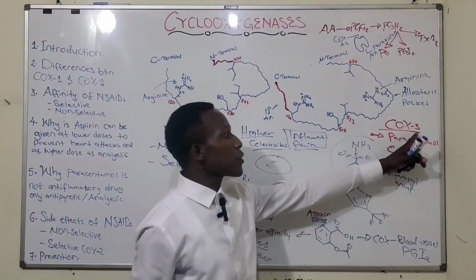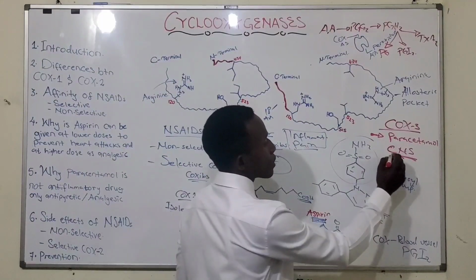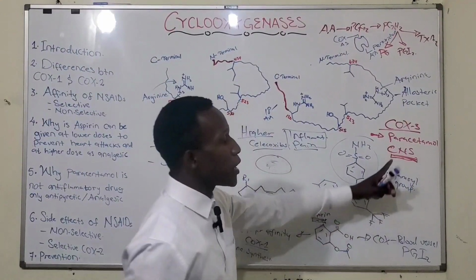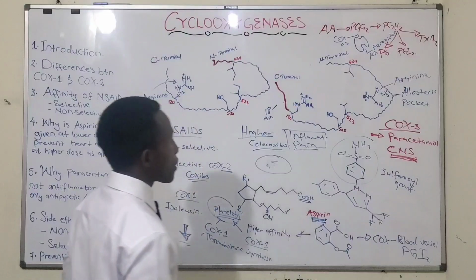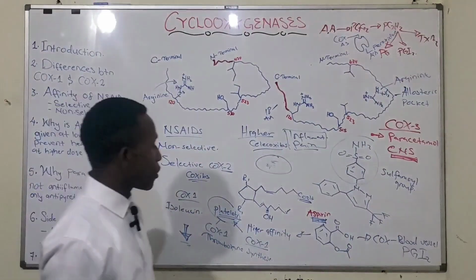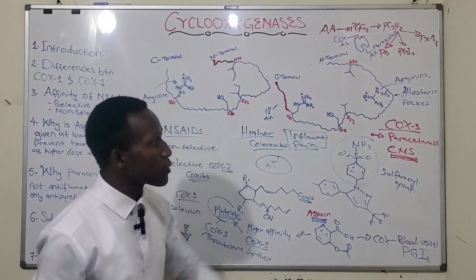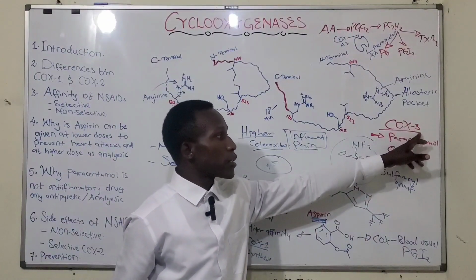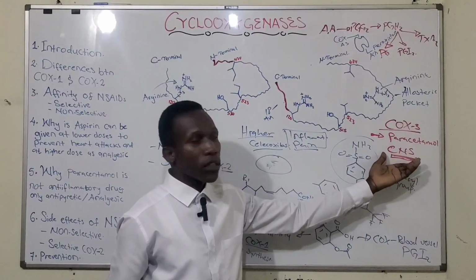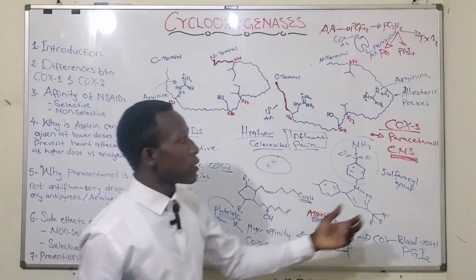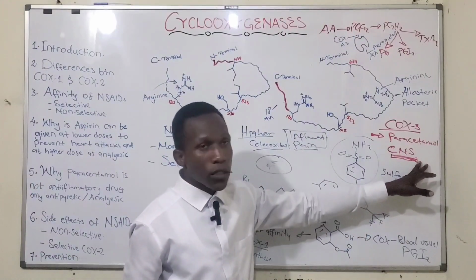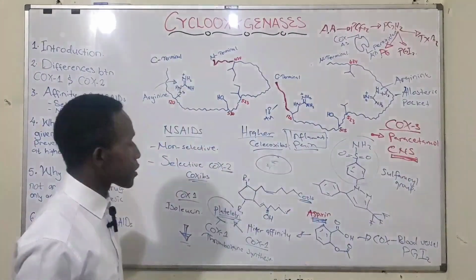So whenever this COX3 is inhibited, the pain will go. So that's how paracetamol leads to an analgesic effect, because it inhibits the COX3, and this COX3 is mainly in the CNS, not in the periphery. So we shall have the analgesic effect of the paracetamol.